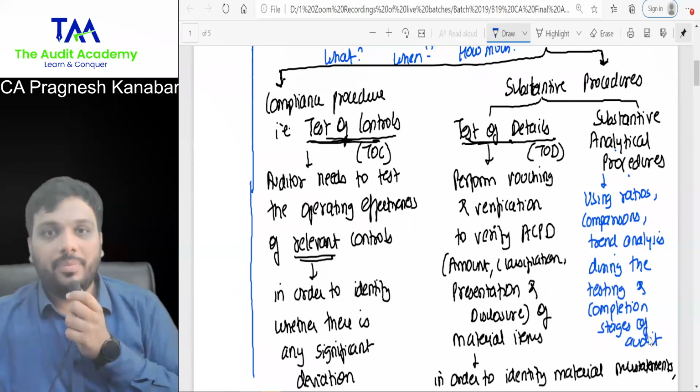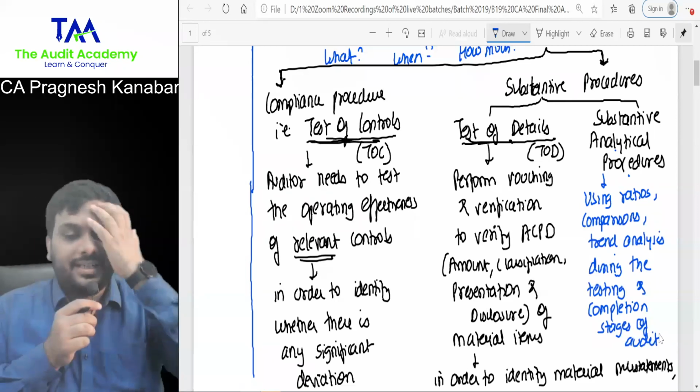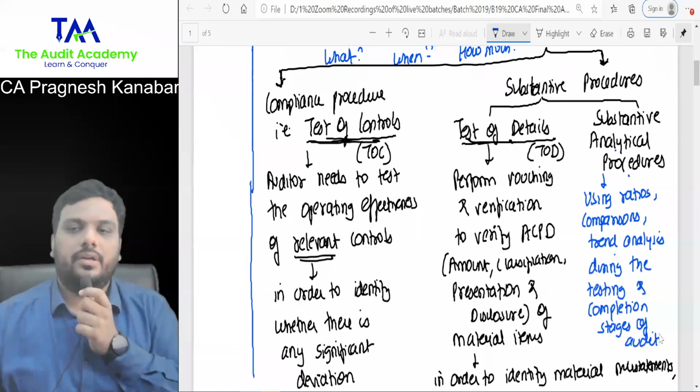Using ratios, comparisons, trend analysis during the testing and completion stages of audit.